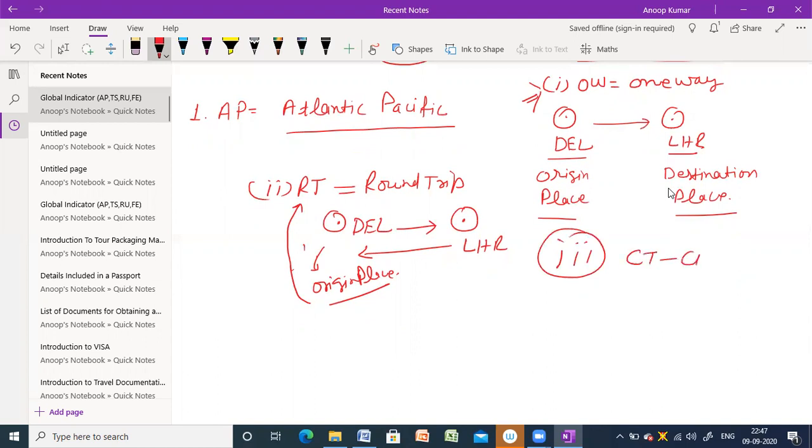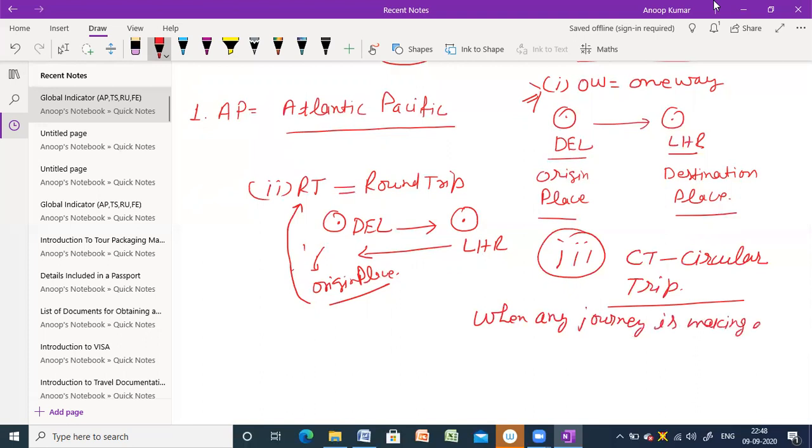Then we have another journey called CT. CT is called circular trip. When you have an itinerary or a journey, and if you plot the journey on the world map, and it makes a kind of circle, that journey is called a circular trip.